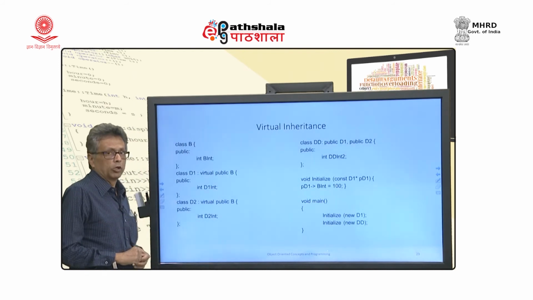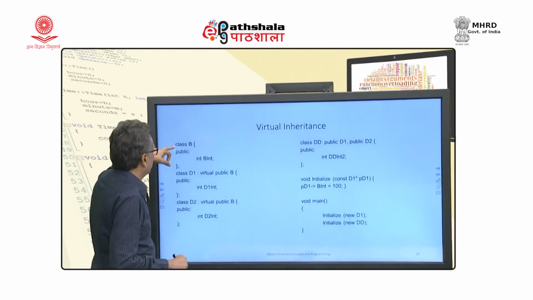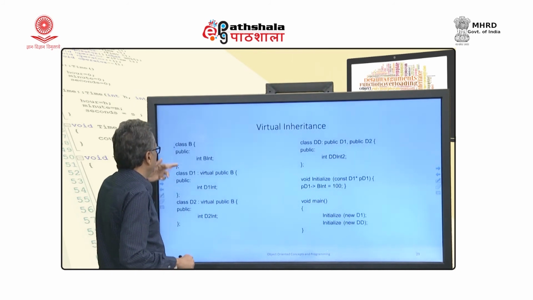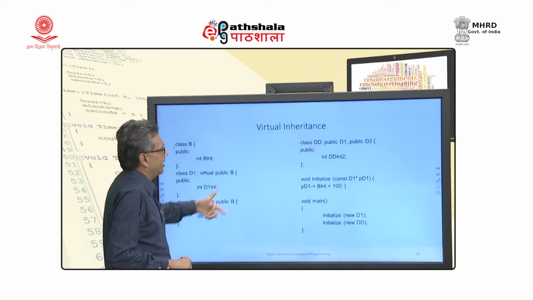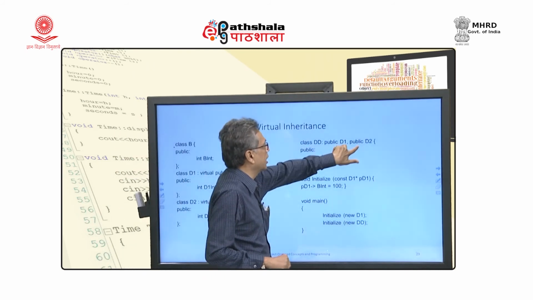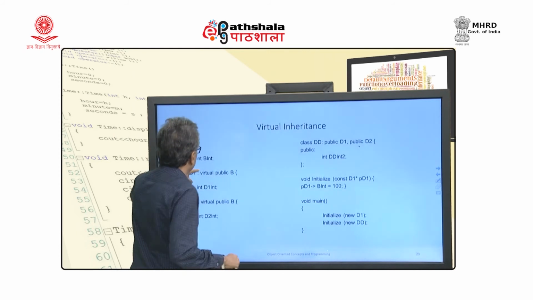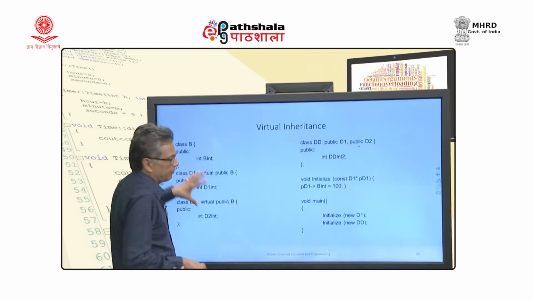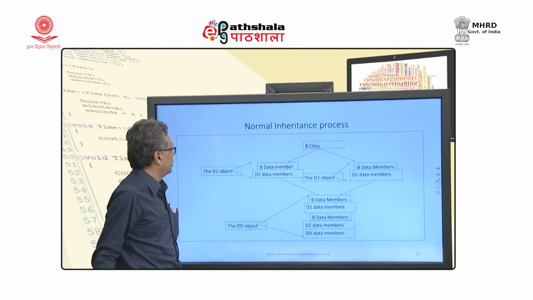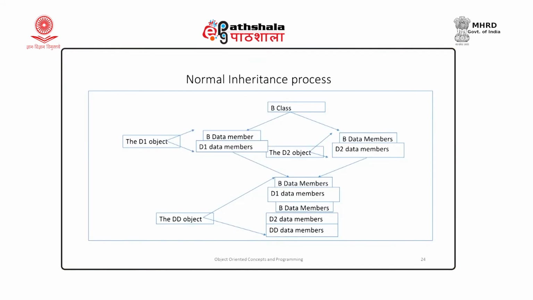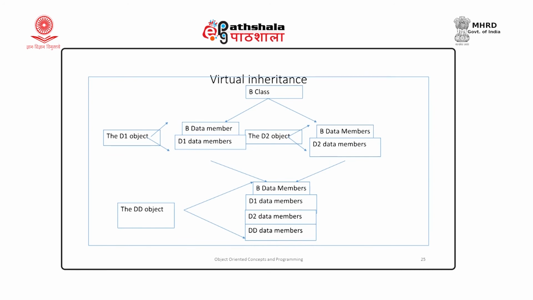The other point is virtual inheritance like this. You have a class B, you have a class D1 which is derived from it, and class D2 which is also derived from B, and now class DD which is publicly derived from these two. Okay. And because these two are virtual inheritance, you have a single copy. This is a normal inheritance where there are 2 copies of B, and in case of virtual inheritance there is a single copy of B.